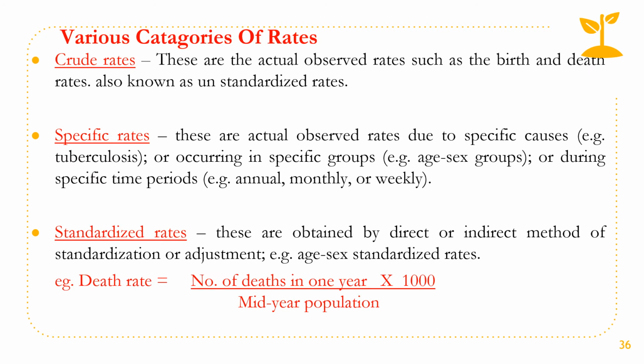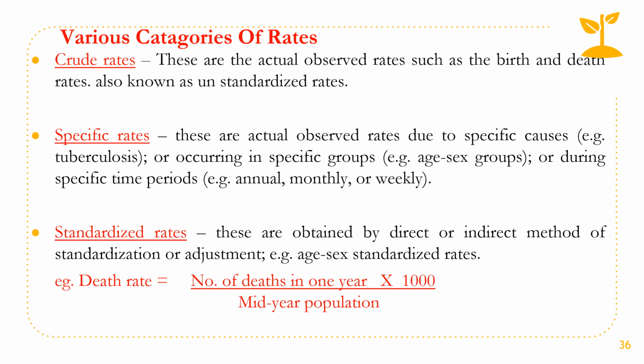Various categories of rates, for example, crude rates. This is the actual observed rates such as birth rate and death rates, also known as unstandardized rates. That means there is no standard. Coming to the specific rates, these are actual observed rates due to specific causes, example tuberculosis, occurring in specific groups, example age, gender, or during specific time like annual, monthly, or weekly.